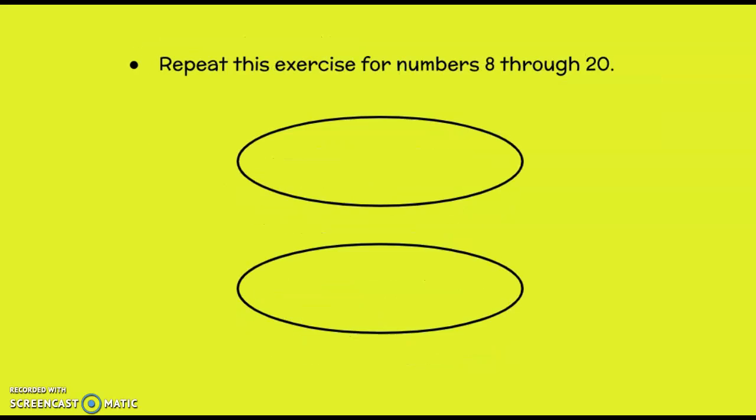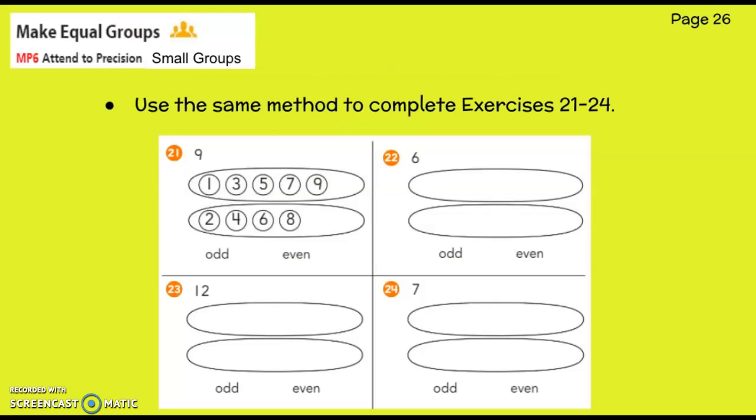You can do this with cubes or drawings on your whiteboard to help you with numbers 8 through 20. Then use the same method to complete exercises 21 through 24. So you can divvy them up, 1 for you, 1 for me, 1 for you, 1 for me, for each number, and then decide if it's odd or even.